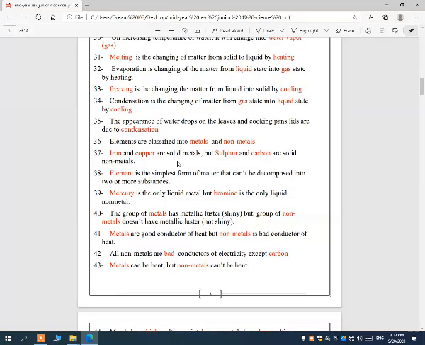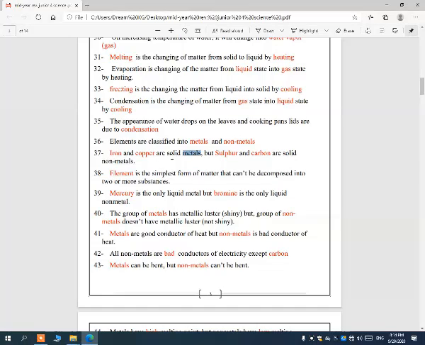Let's revise again number 37. We said before that the element is the simplest form of matter, cannot be decomposed into two substances or more. This is the element, and I said before the elements are classified into metal and non-metal. And we then go to the examples of the metals and non-metals. Let's start with the solid metal. The metal solids: iron, copper, aluminium, silver, gold.